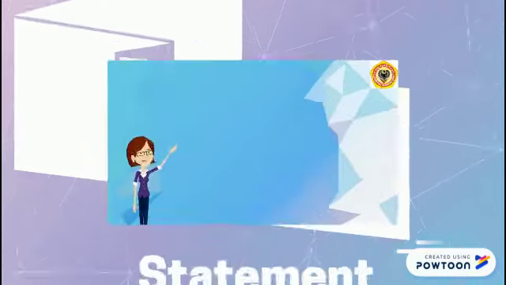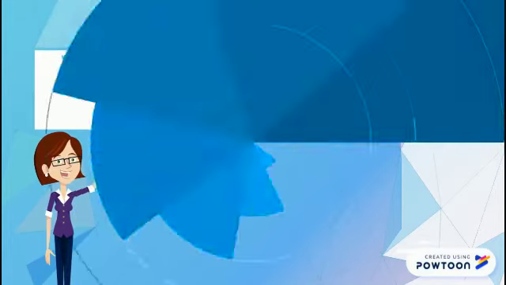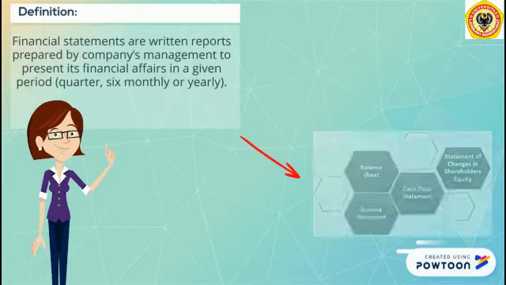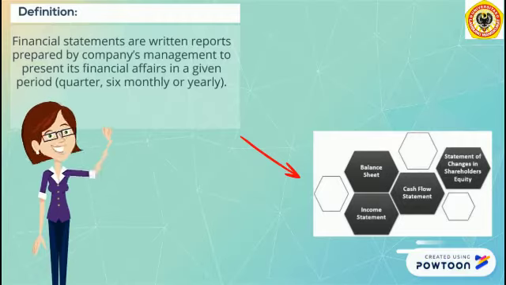Financial statements. What are the financial statements? Financial statements are written reports prepared by a company's management to present its financial affairs in a given period: quarterly, six monthly, or yearly. These statements include the balance sheet, income statement, cash flows, and shareholders' equity statement or owner's equity statement.